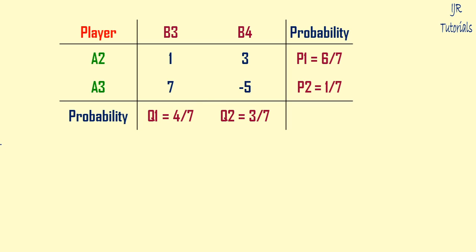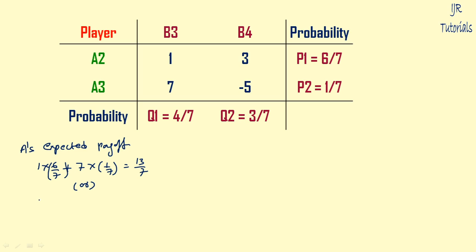After this process, we find A's expected payoff by taking the values 1, 7 and 3, -5. That means 1 into 6 by 7 plus 7 into 1 by 7, which is equal to 13 by 7. Or you can take 3 into 6 by 7 plus -5 into 1 by 7, which is equal to 13 by 7. In both cases we are getting a positive number, that means A's expected payoff is a gain.